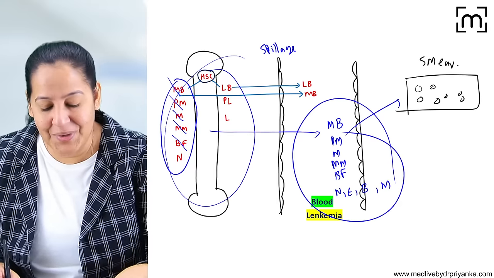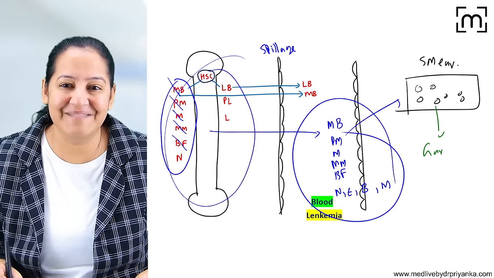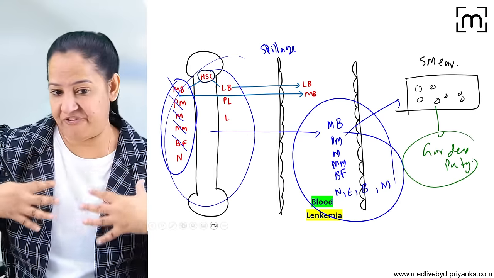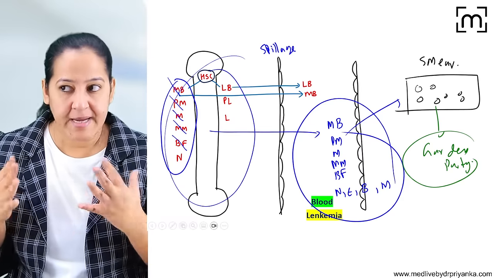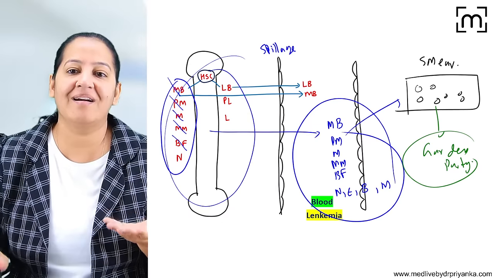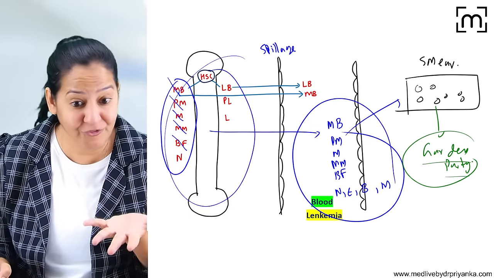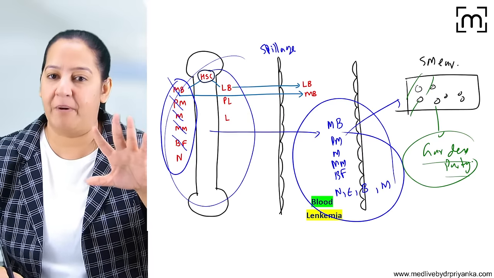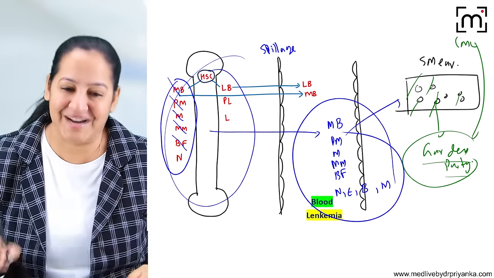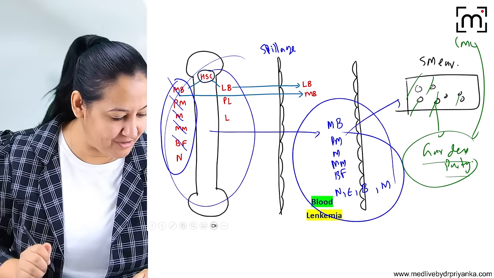It is typically known as garden party. Have you ever visited a garden party? In a garden party, everyone is in a different dress. It's not a school uniform, where everyone has the same dress code. In a garden party, everyone is in different beautiful dresses. So you are getting different types of cells. This typical appearance of CML is known as garden party appearance. It's a way to remember, it's a way to learn.